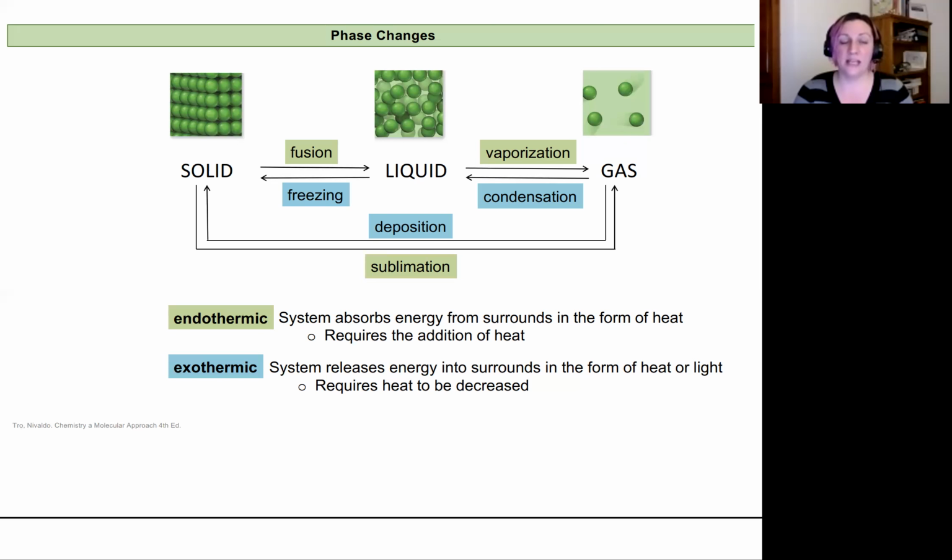Now, we do have cases where a solid becomes a gas without ever being a liquid, or a gas becomes a solid without ever going through that liquid phase. So these transitions have another name. They are called deposition when we have an exothermic process where a gas is slowing down and becoming a solid. And we have sublimation when we see a solid become a gas in an endothermic process.